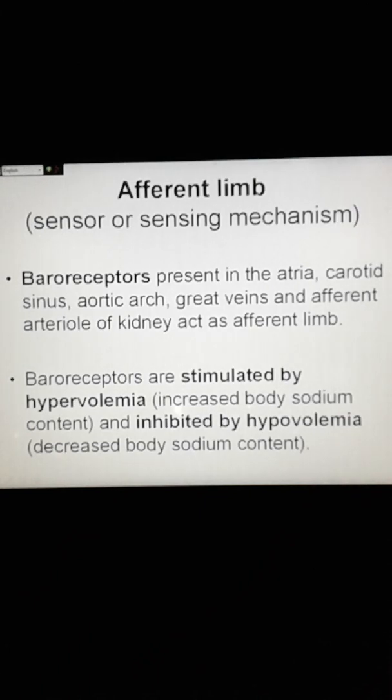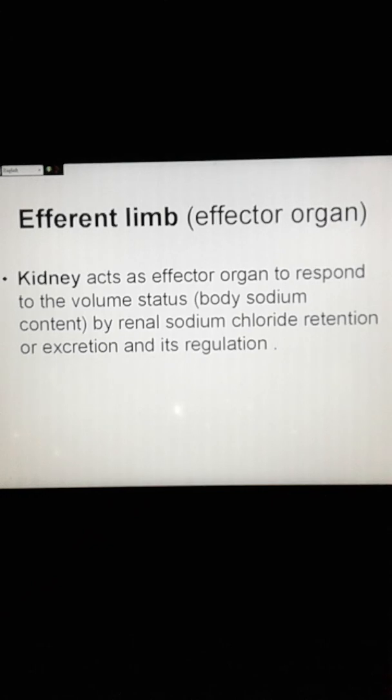Here we have to mention that hypervolemia means increased body fluid. As body fluid is directly related with body sodium, in case of increased body fluid, that means hypervolemia, there is also an increase in body sodium content. Similarly, hypovolemia means decreased body fluid, and decreased body fluid is also related with decreased body sodium content. Now comes the efferent limb or effector organ. The kidney acts as the effector organ to respond to the volume status, that means body sodium content, by renal regulation of sodium chloride retention or excretion.